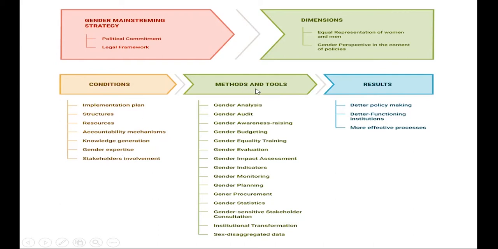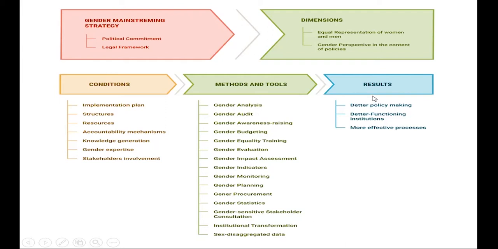Right methods have to be used. We have to put on our gender lens and employ gender analysis, a gender audit, gender awareness raising methodology, gender budgeting, gender equality training, gender evaluation, gender impact assessment, gender indicators, gender monitoring, gender planning, okay? And gender procurement, as well as gender statistics. Gender sensitive stakeholder consultation shall be required, as well as institutional transformation with sex disaggregated data.